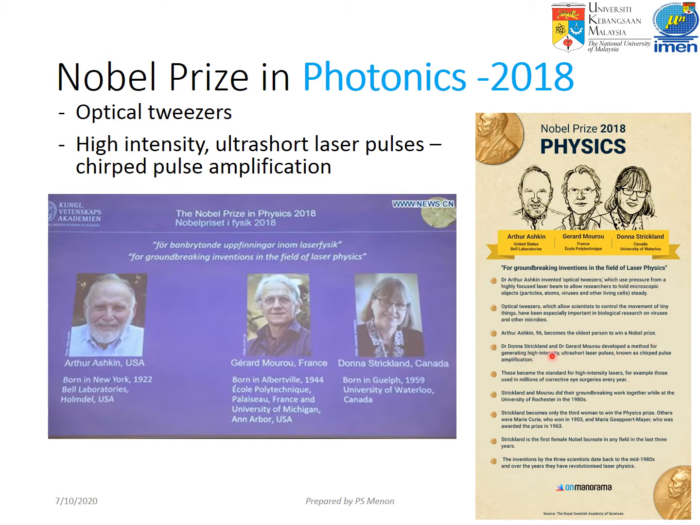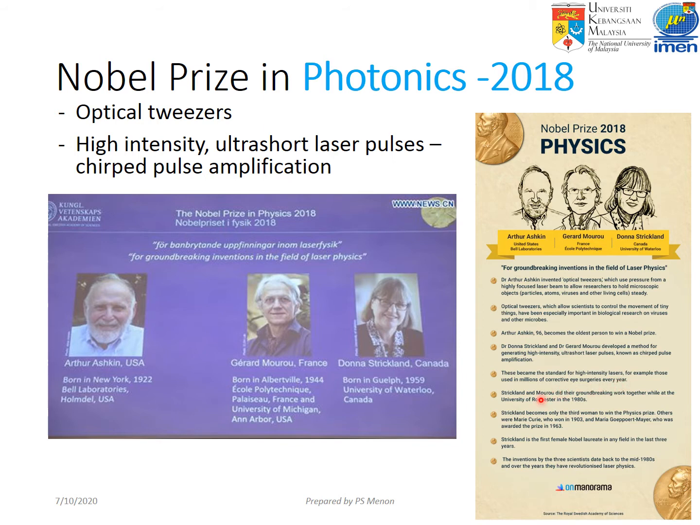Donna Strickland and Gerard Moreau developed a method for generating high-intensity ultra-short laser pulses known as chirped pulse amplification. So these became the standard for high-intensity lasers, for example, those used in millions of corrective eye surgeries every year. We call it LASIK. It's for cataracts removal.